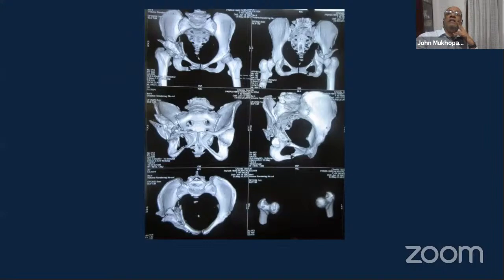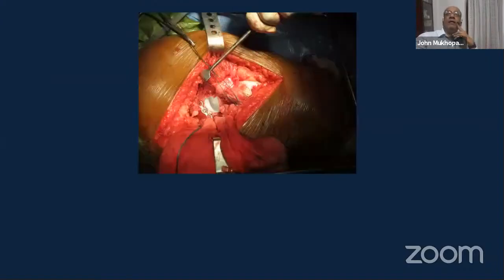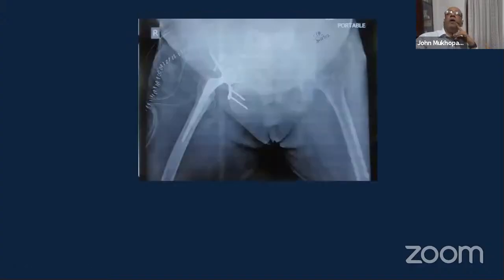So here we decided to fix the posterior column, use impaction grafting using the femoral head, and do a cemented cup. So there you can see the plate fixing the posterior column, the cup, and then total hip replacement. Here again, we used the Exeter stem. And you can see how this hip is now reduced and doing well.